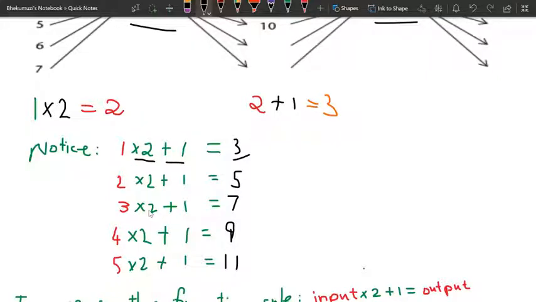Because it is an input value, you can place anything into it and it would go into the flow diagram, and then it will be multiplied by 2, and then added by 1 to give us an output value, and the output value is in black, meaning that it is the dependent variable to the input variables, right?